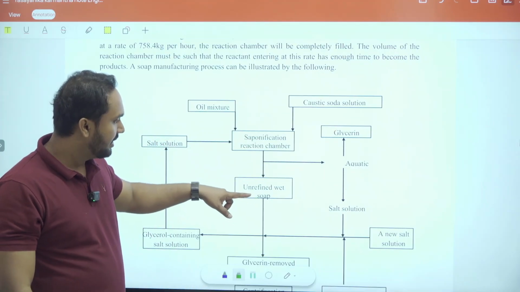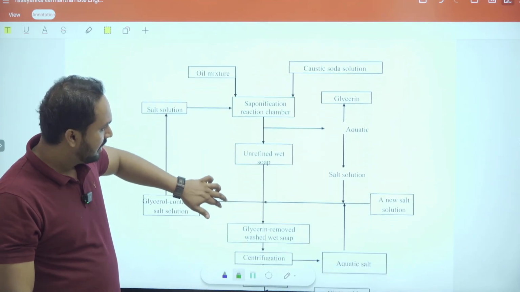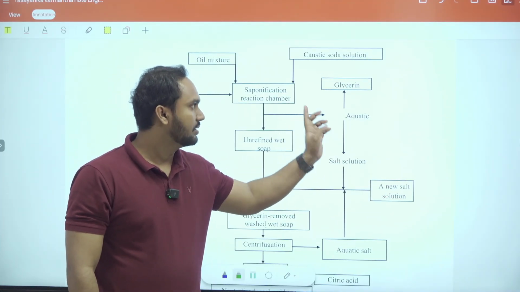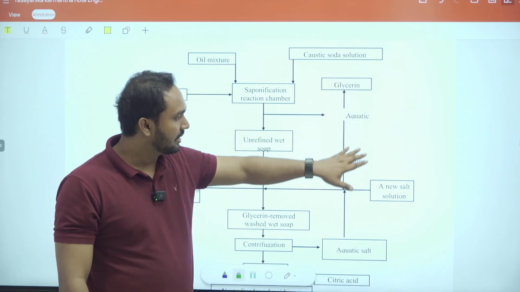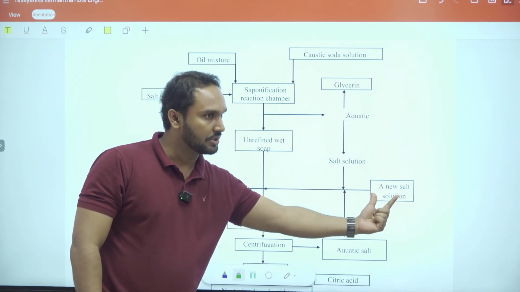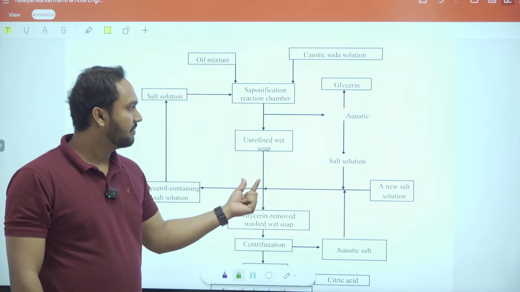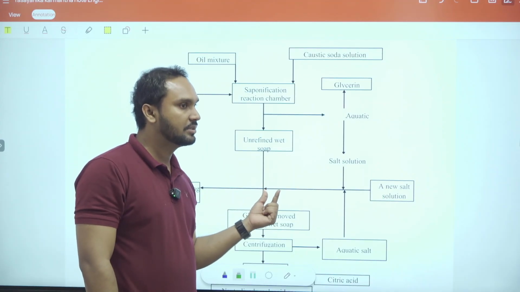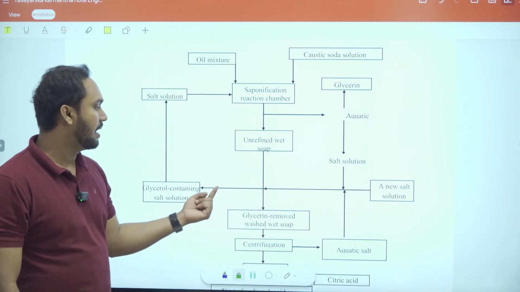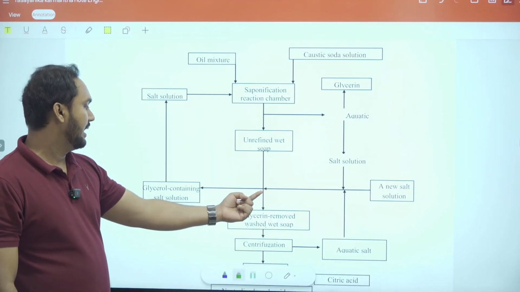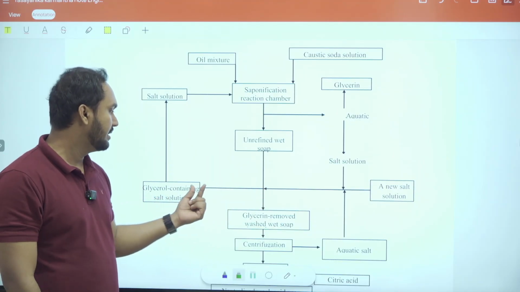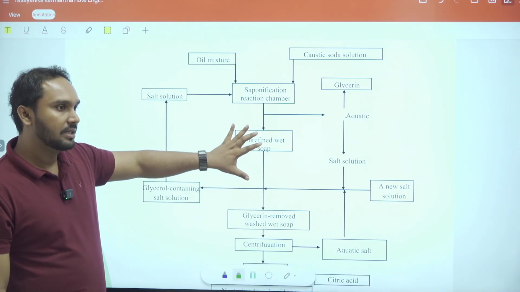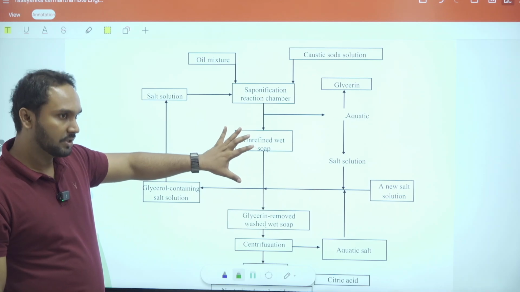And unrefined soap is again acted with a new salt solution, right? The water separated the glycerine, again comes down and added with a new salt solution and comes to the unrefined wet soap, right? Still the water is there, so much of an amount is still dissolving. So because of this new salt solution, what happens? The excess glycerol will be dissolved in that water, and more of the soap will be separated from the water solution. Get it?